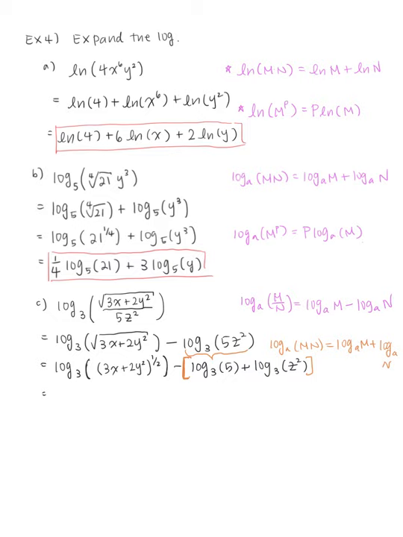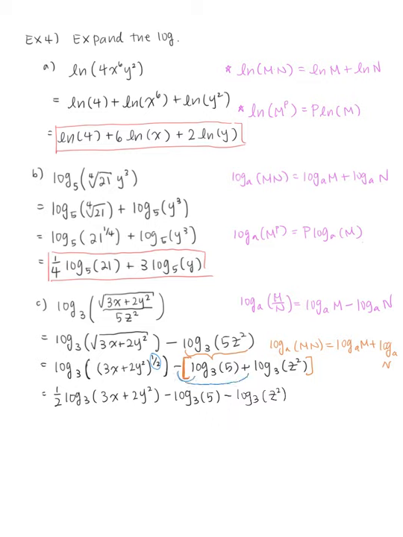Let's use that exponent property. I could bring this 1/2 out in the front. So here you're going to get 1/2 log base 3 of 3x plus 2y squared. And then here you're going to get minus log base 3 of 5 and minus log base 3 of z squared. It becomes minus because I just distributed this negative to each term.